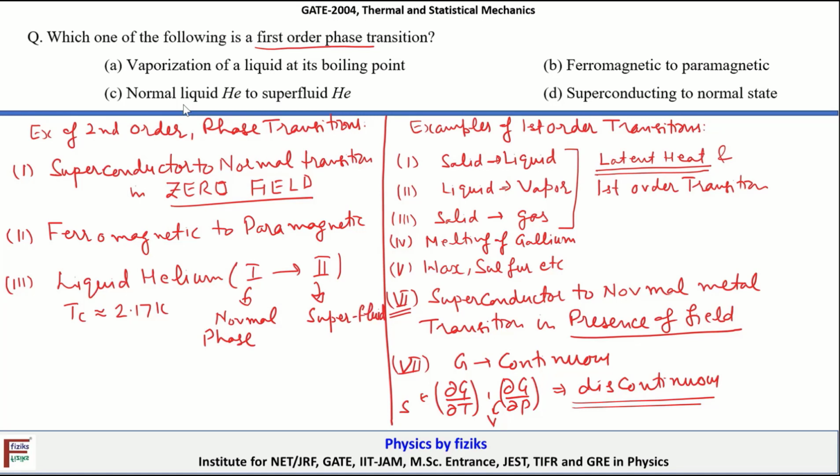Okay, so this transition, the transition of helium 1 into 2, is also called the lambda transition. The reason is that when we plot the heat capacity as a function of temperature, the behavior shown by the heat capacity at the phase transition has a shape that resembles the letter lambda. So that's why it's also called the lambda transition.